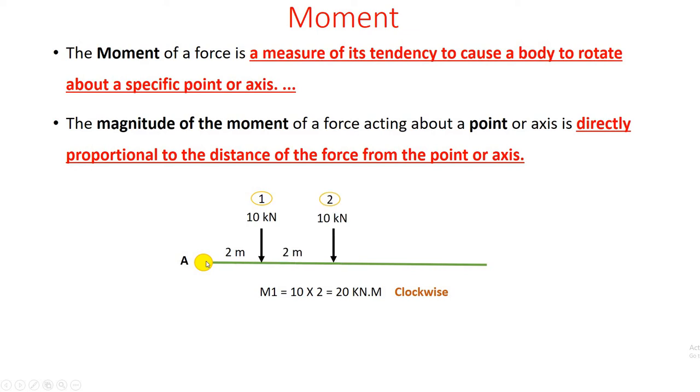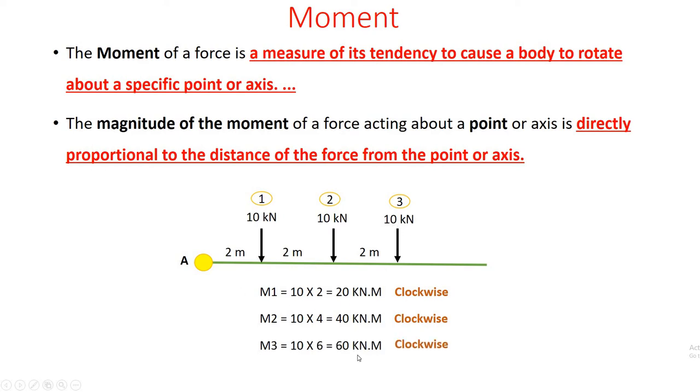Now for this force, the distance from A point, remember we are taking moment about A point. So the distance of each and every force is from A point. So moment of force 2 about A point is 10 into 4 and the magnitude is 40 kilonewton into meter and direction is clockwise. For force 3, the distance of this force 3 from A point is 6 meter. So the magnitude of moment is 10 into 6 and that is 60 in clockwise direction.